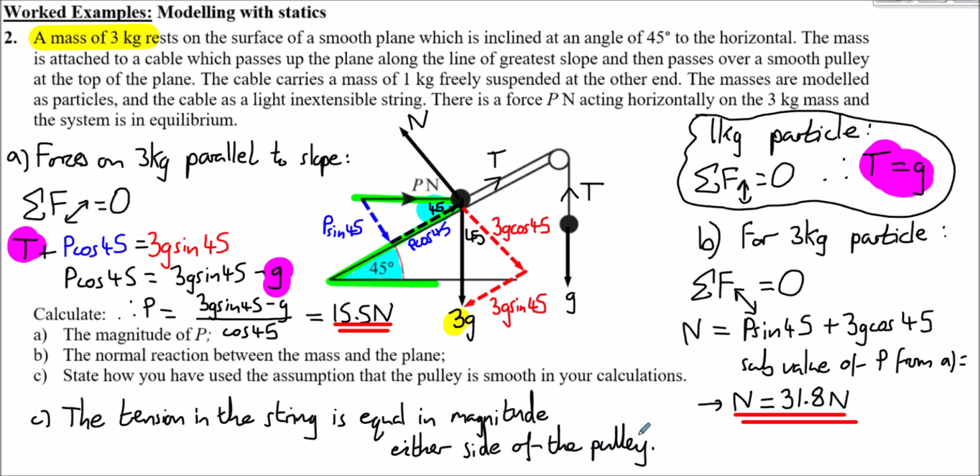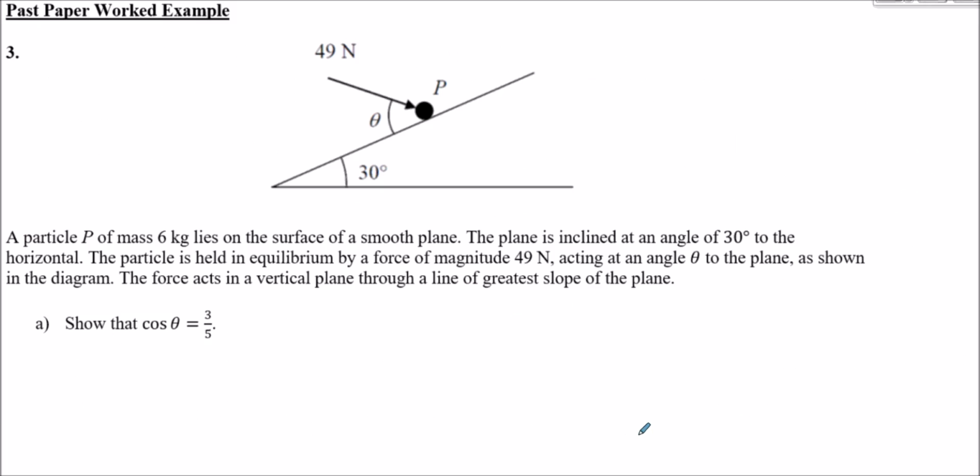So we can now have a look at the last question, which was a past paper question from way back in the day, more than 15 years ago. And it's here, question 3. So you've got a particle P, mass 6 kilograms, lying on the surface of a smooth plane. The plane is inclined at an angle of 30 degrees to the horizontal as shown. The particle is held in equilibrium by a force of magnitude 49 newtons, acting at an angle theta to the plane as shown in the diagram. The force acts in a vertical plane through a line of greatest slope of the plane. Show that cos theta equals 3/5.